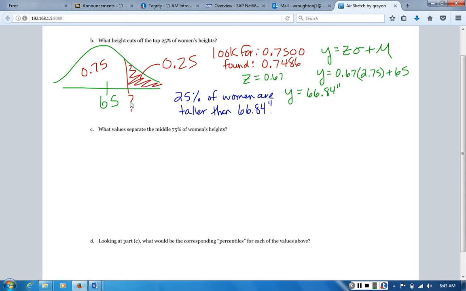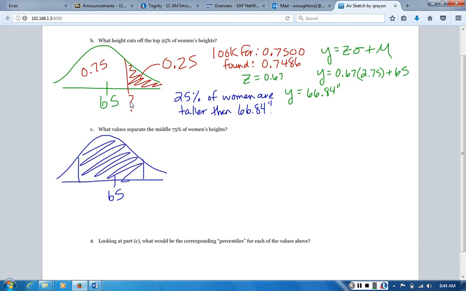Right, one more example of these to start. So what value separates the middle 75%? So a little bit different. So my mean is still 65. So this time I want middle. So I want this to be 75%. So this time I'm actually finding two numbers along the bottom.